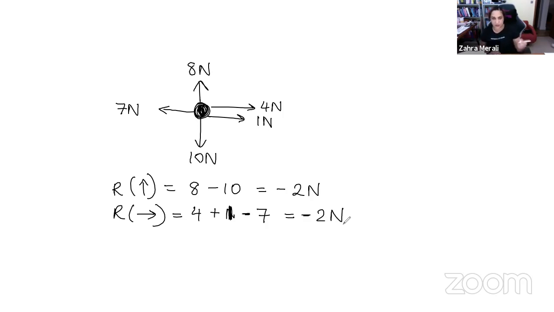Now, if I think about it, what's happening? That means it's like it's going down 2 and this way 2. So actually, this is what my force is. So the resultant force is acting in that direction. Now, you don't need to worry about what the angle is or the magnitude or anything like that at the moment. We'll look at that in a second.